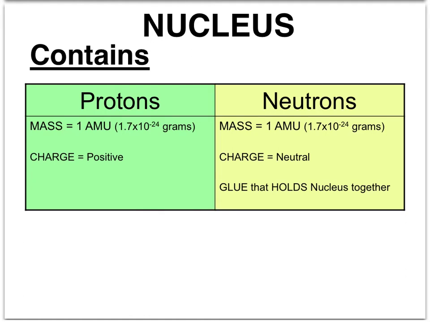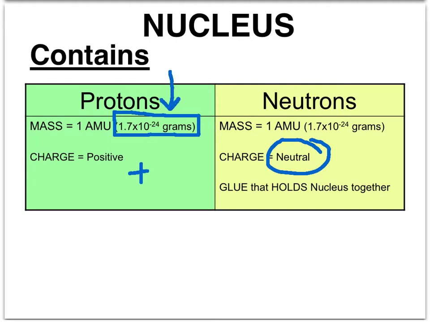Alright, inside the nucleus we find two things: protons and neutrons. Protons are positive in charge, and neutrons have no charge. They're neutral. A proton has a mass of 1.7 times 10 to the negative 24 grams, and that's kind of an awkward number to use. So we said, let's let this many grams be equal to some new unit, and we made up a unit called atomic mass units. Let 1.7 times 10 to the negative 24 grams equal 1 atomic mass unit.